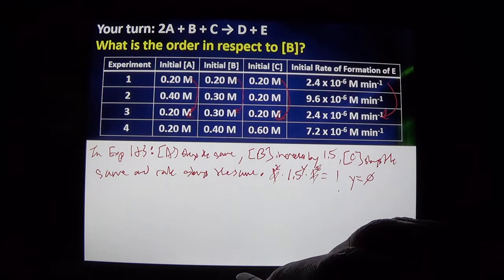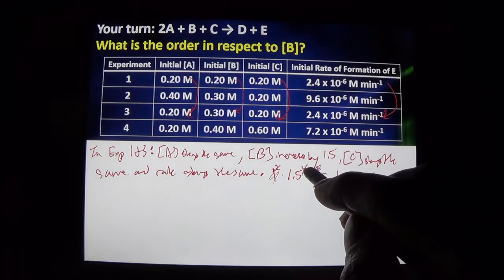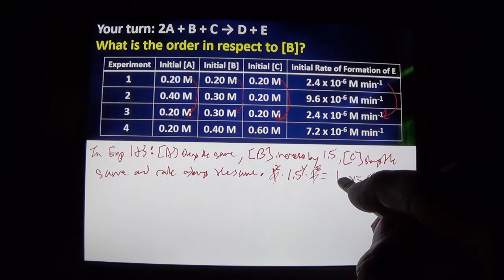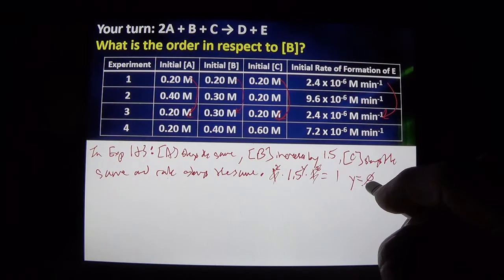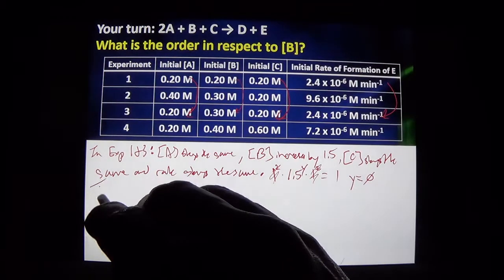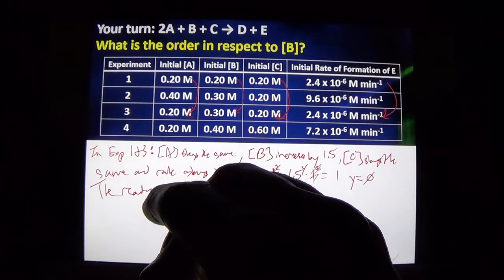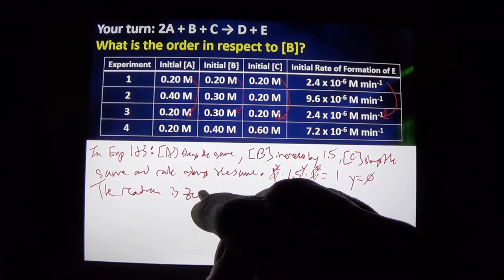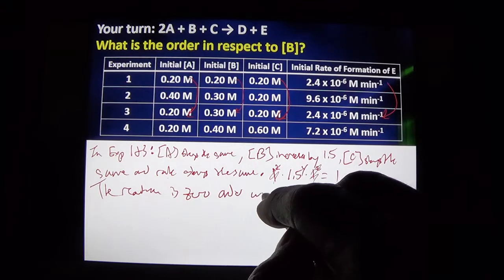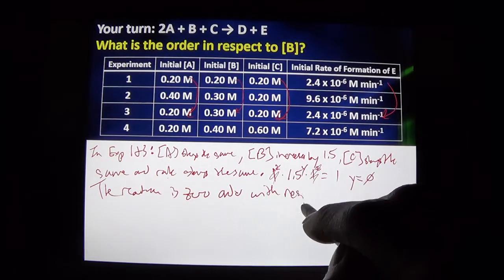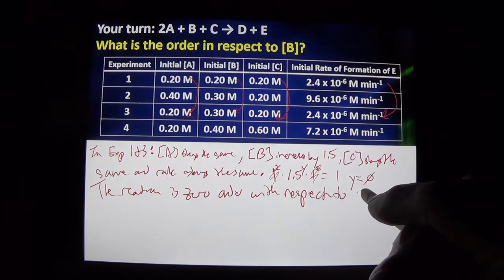Did you catch that it's zero order? Because anything raised to the 0 is a 1. That's why you actually learned that in mathematics. I know at the time you're like, I don't know why we need to know this. This is why we need to know this for rate law. Okay, so y equals 0. So what do we know? The reaction is 0 order with respect to concentration of B.